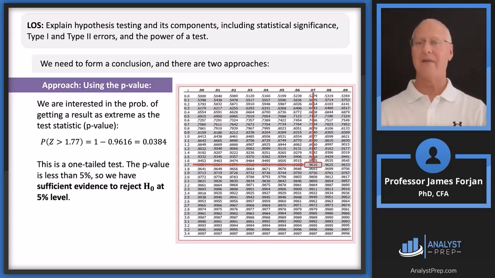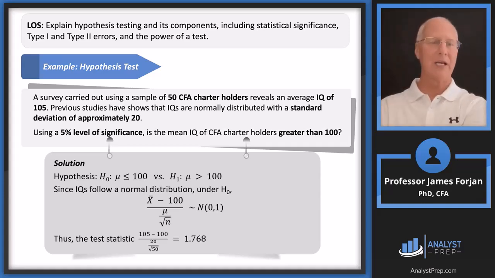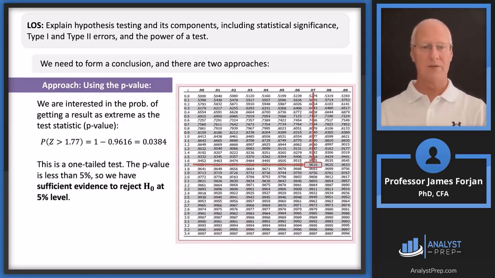0.96. Subtract that from 1, and we get 0.0384, which is less than 5%, 3.84%. So we have sufficient evidence to reject the null hypothesis. So what was our null hypothesis? That the CFA charter holders have the same IQ as everybody else out there. So we reject it, right? Our 1.77 falls in that middle, in that left range.